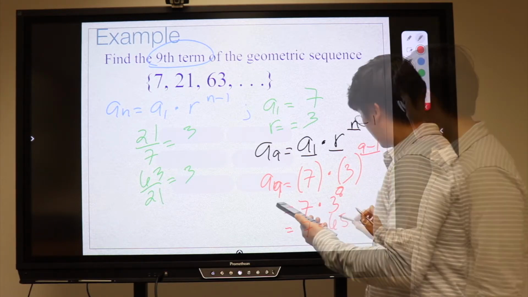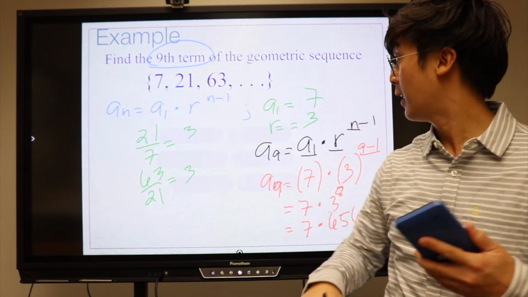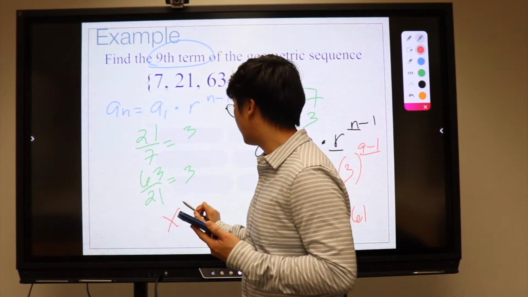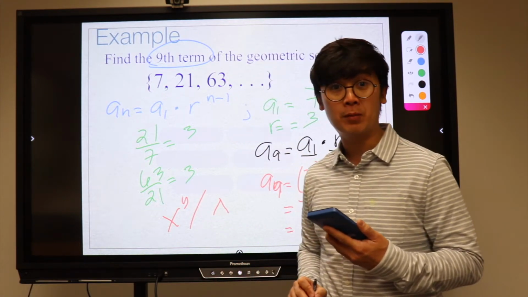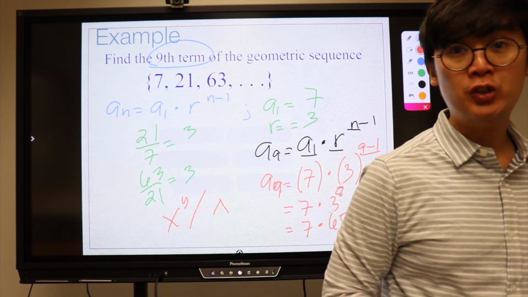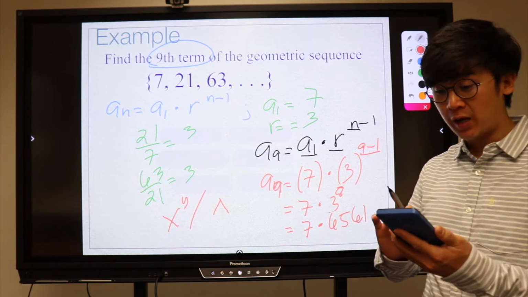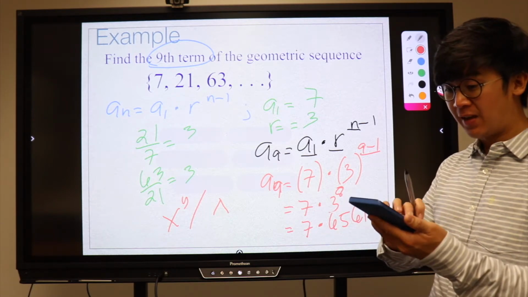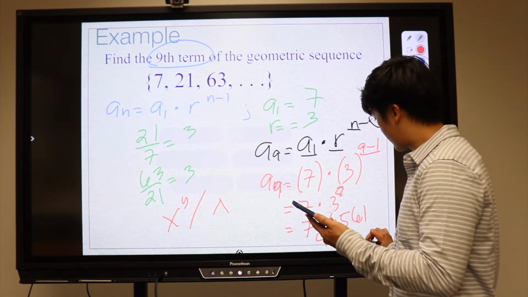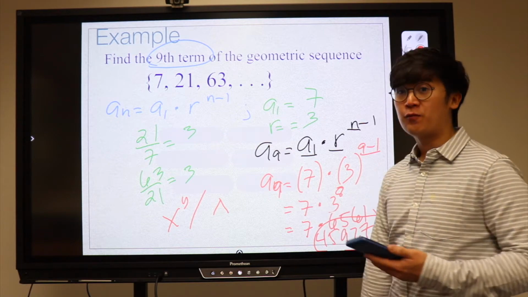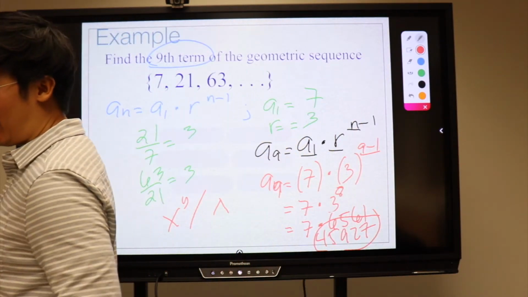What's 3 to the 8th power? You need to use the exponent function. In some calculators, it's x to the y, or sometimes it's this symbol. And then you push 3 and 8 using that. It's going to be 6561, which you're going to multiply by 7, and it gives you 45,927. So use your calculator and make sure it's right.